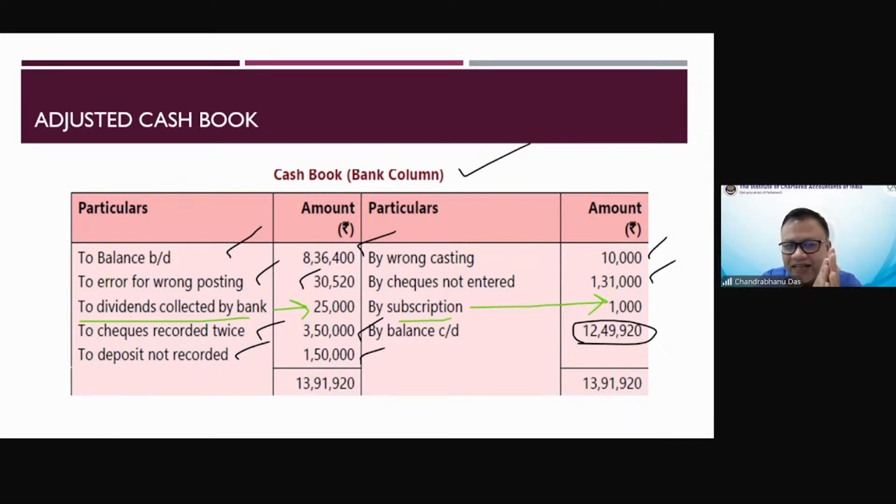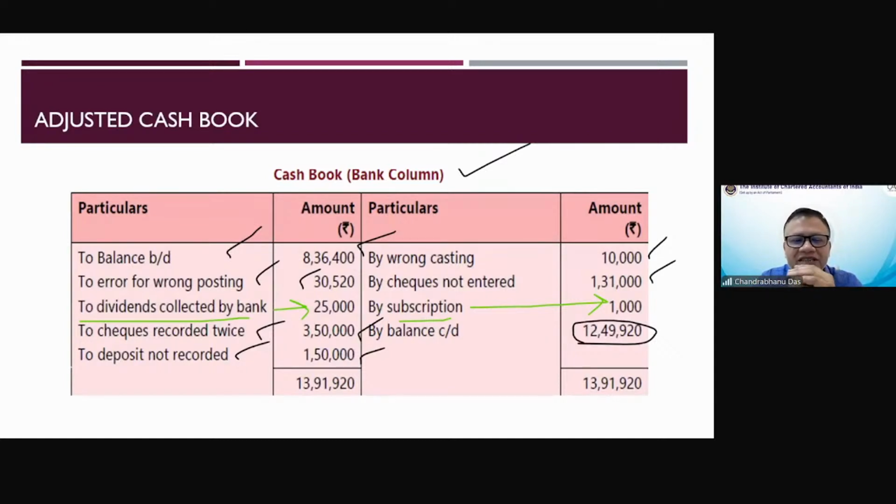So you brought the balance on the debit side, which is 8,36,400, and the credit side wrong posting of 3520, because that balance transfer was wrong. So to rectify it, you made a debit entry for wrong posting, because cash book is an asset balance, debit side is increased and credit side is decreased. Correct? Okay.